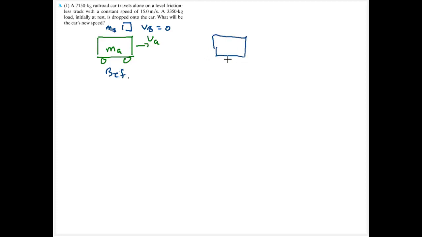Now, afterwards, the masses are going to add together. We're going to have mass of A plus mass of B inside of the cart, and it's going to be traveling at some new velocity. I call that V prime. That's the same for both of these guys. Now, this is a perfectly inelastic collision. They stick together. So we know that kinetic energy is not conserved. It's never conserved when they stick together like this.